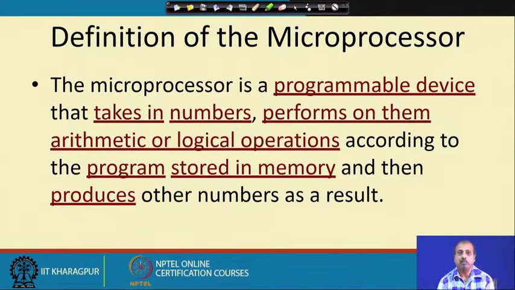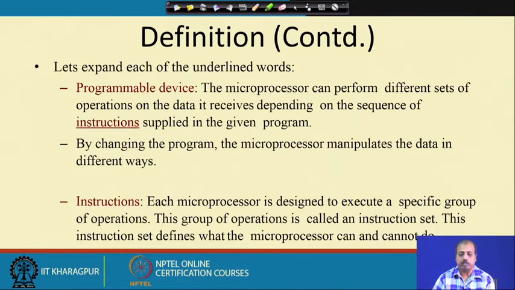Then some output is produced, and this output may be stored in the memory, or it may be sent to some output device for further understanding or processing. So, this is the definition of a basic microprocessor.